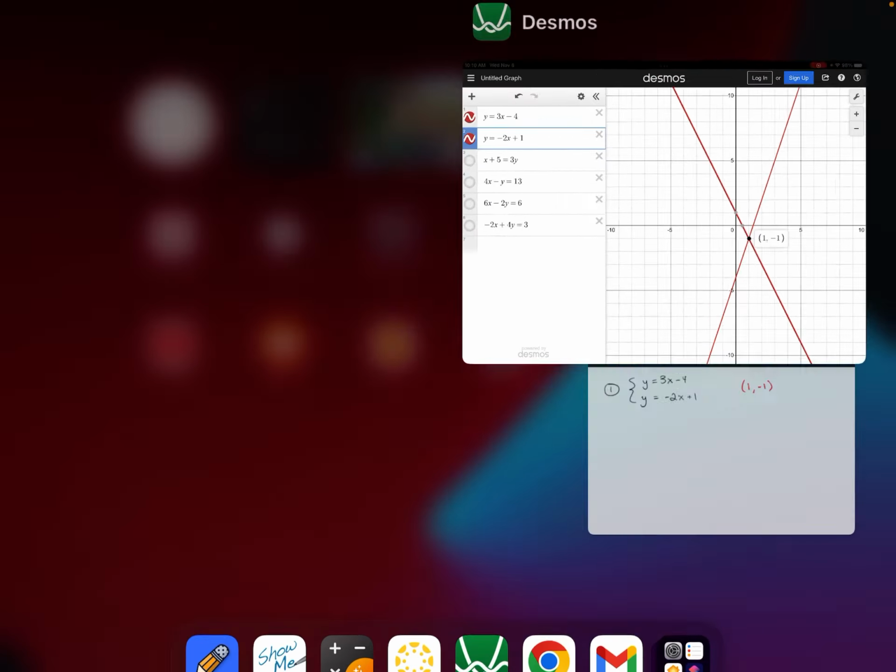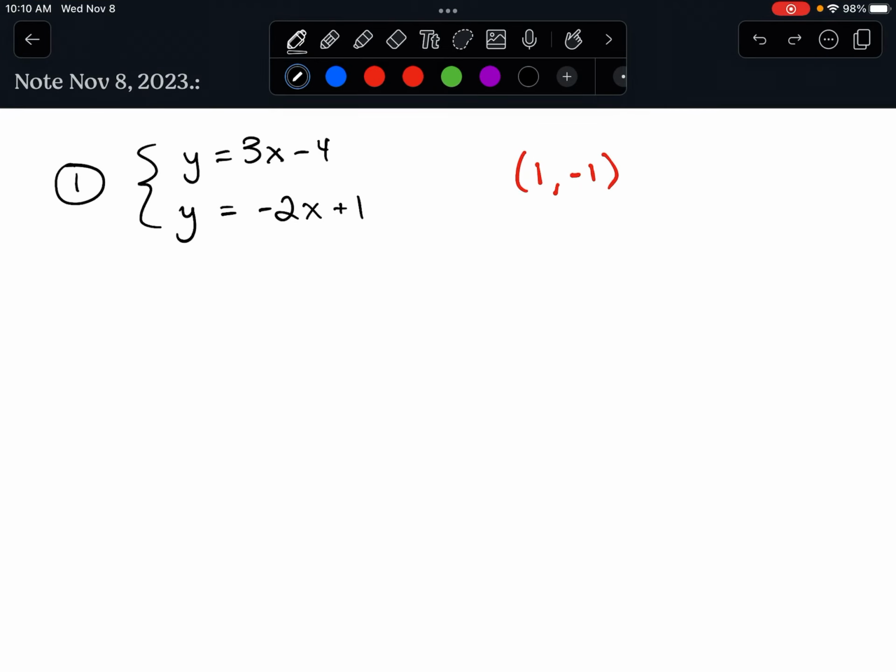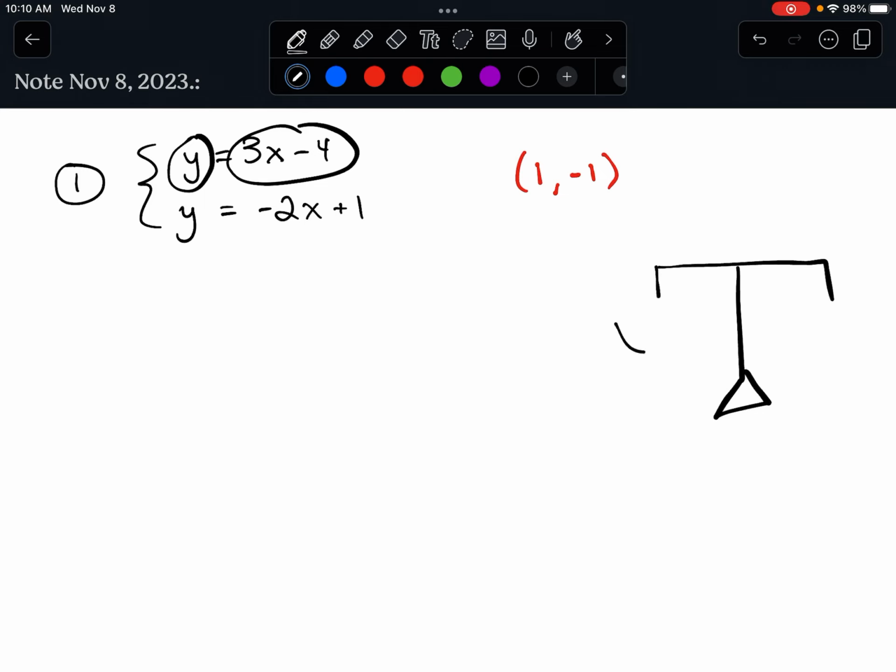They do intersect. So if we go back to this one, we're going to use this substitution method. How substitution works is we know that the value y is the exact same thing as 3x minus 4. I can think of it like a scale: on this side we have the letter y, and on this side we've got 3x minus 4. They're balanced, they weigh the exact same amount. Even though they look different, they're the same thing.